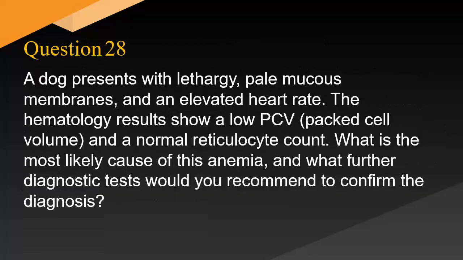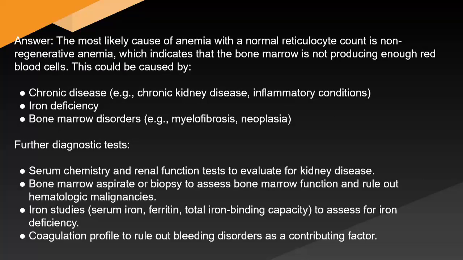A dog presents with lethargy, pale mucous membranes, and an elevated heart rate. The hematology results show a low PCV, packed cell volume, and a normal reticulocyte count. What is the most likely cause of this anemia, and what further diagnostic tests would you recommend to confirm the diagnosis? Answer: the most likely cause of anemia with a normal reticulocyte count is non-regenerative anemia, which indicates that the bone marrow is not producing enough red blood cells.